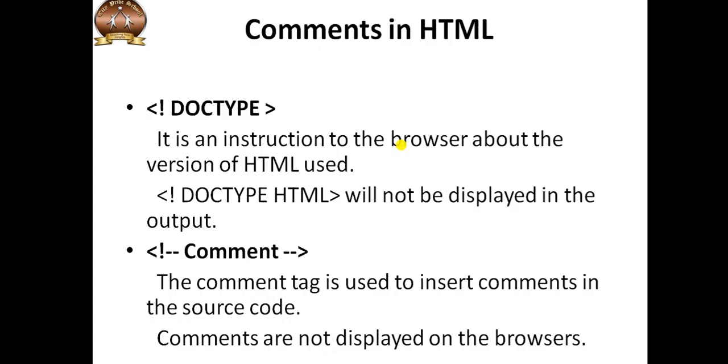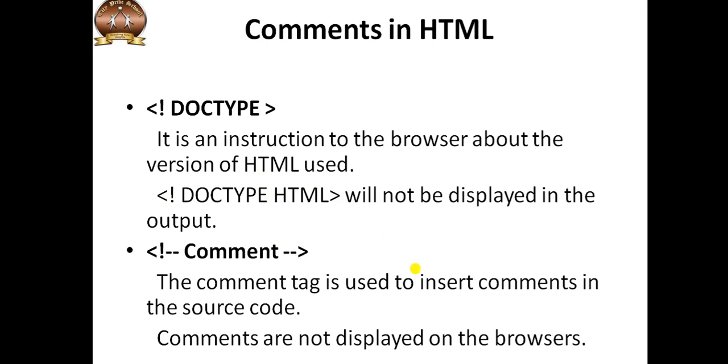Let's move ahead with the comment tag. So what do comments do? They help us to insert comments in our code. Before that, there's one tag called doctype. This is an optional tag, and it is written on the first line of any HTML document. It is written like doctype HTML, which tells the browser which version of HTML is being used.